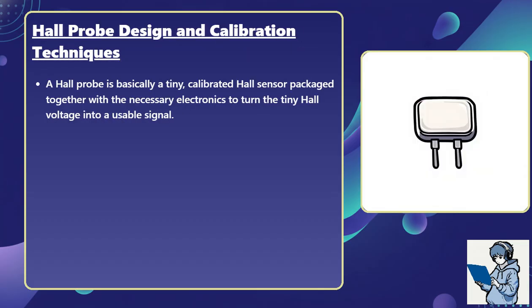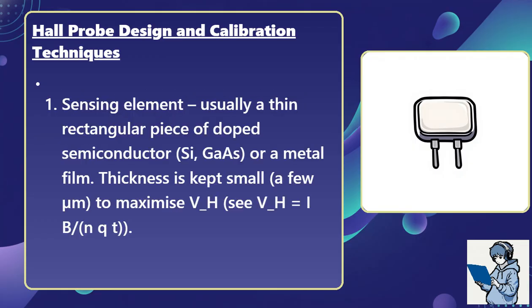A Hall probe is basically a tiny calibrated Hall sensor, packaged together with the necessary electronics to turn the tiny Hall voltage into a usable signal. Key design elements. Sensing element: usually a thin rectangular piece of doped semiconductor (silicon, gallium arsenide) or a metal film. Thickness is kept small, a few micrometers, to maximize V_H. V_H = IB/nqt.